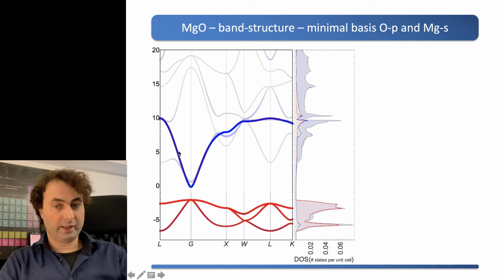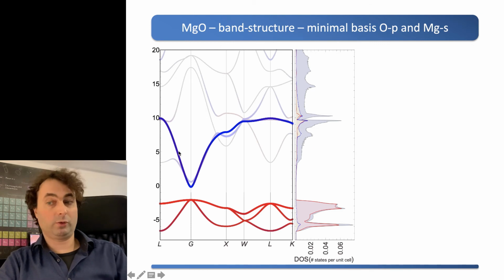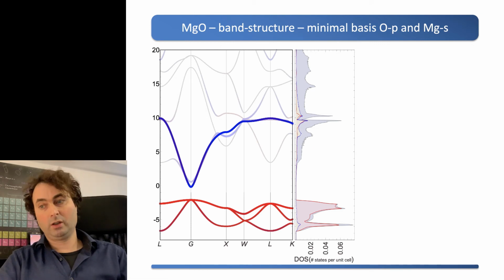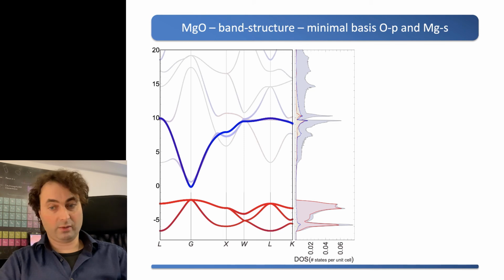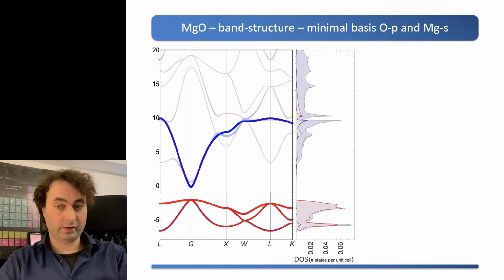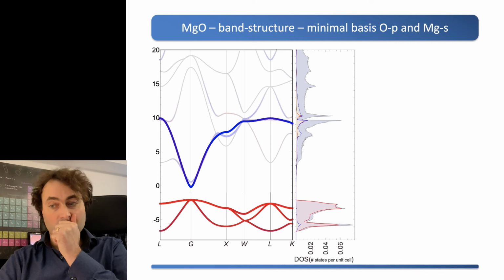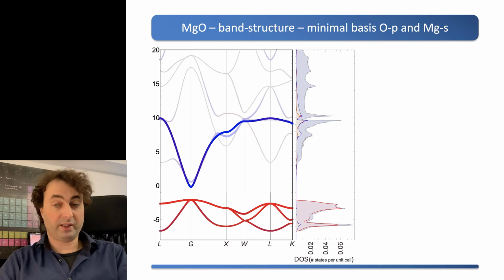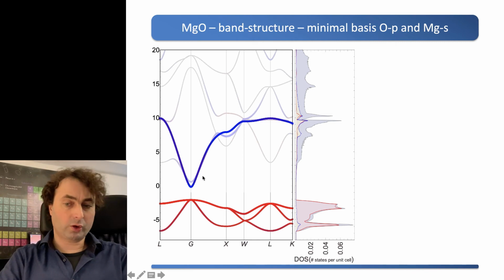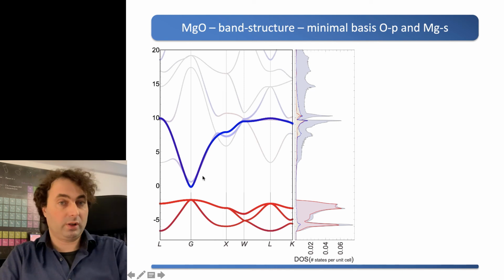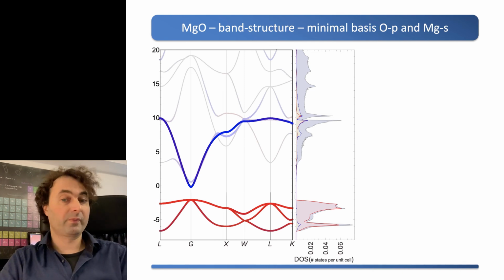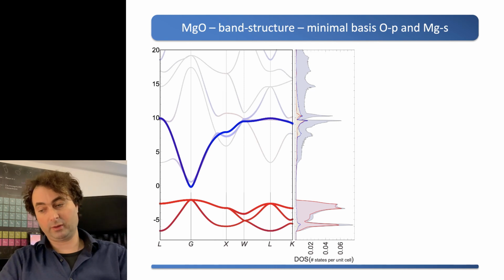If you want these bands to be represented better, we have to put in the manganese 3p as well, and also higher energy orbitals. The 3d is coming into play as well. But those orbitals are unoccupied, so they're not so important for total energy or densities of states, or many of the other properties of the material.